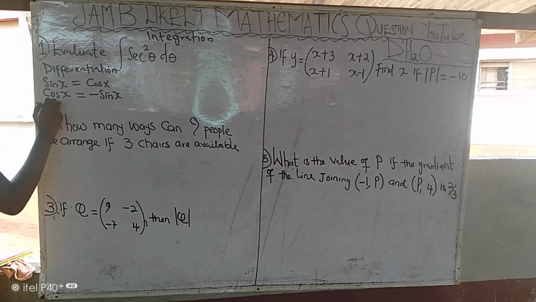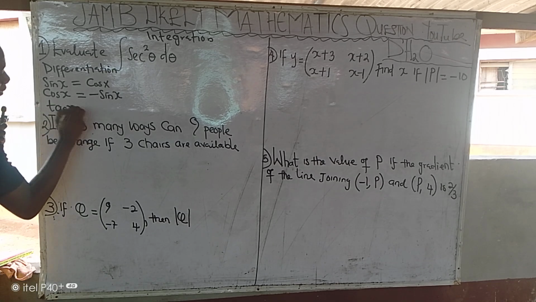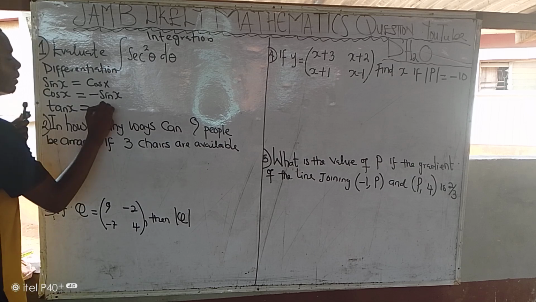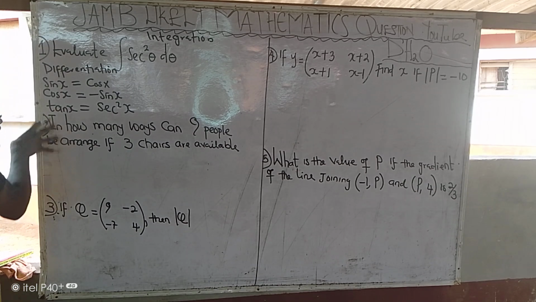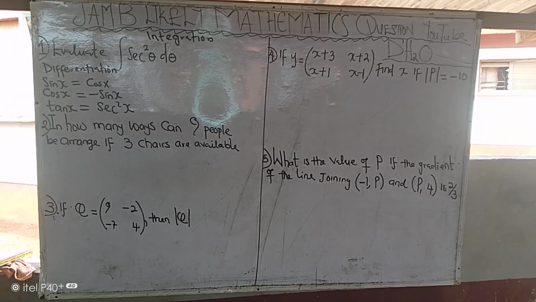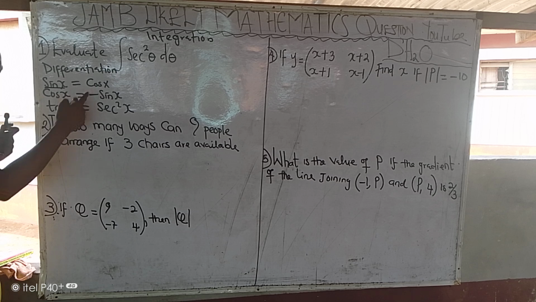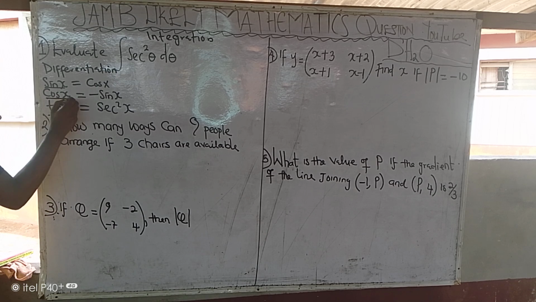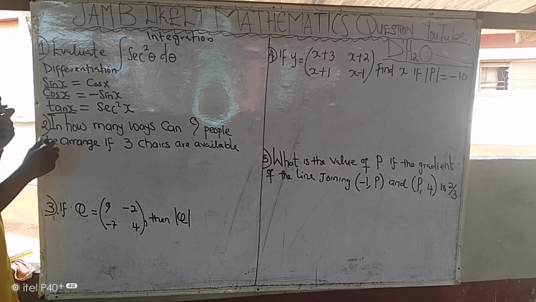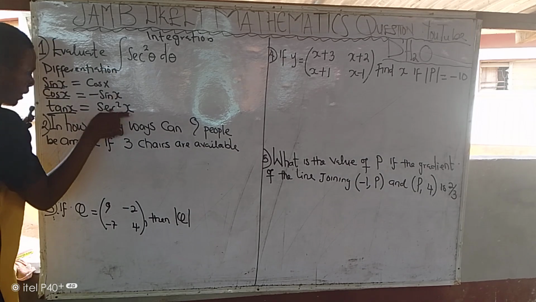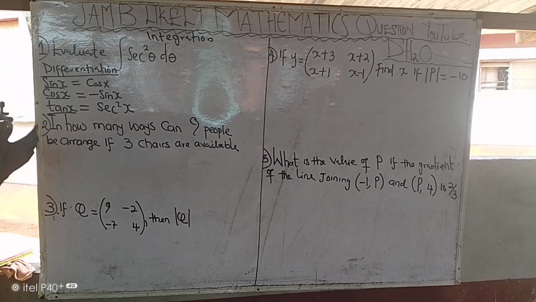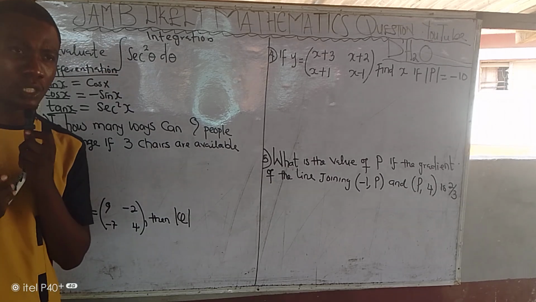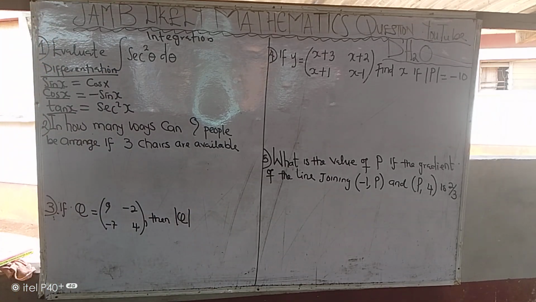Again, if you have tan x, your differential value will be sec square x. So take your book and your pen, jot this down. It is very important. Whenever you have sine x, it gives us cos x. Whenever you have cos x, it gives us minus sine x. Whenever you have tan x, it gives us what? Sec square x. That's for differentiation. Remember, differentiation is the rate of change of one quantity with respect to the other.